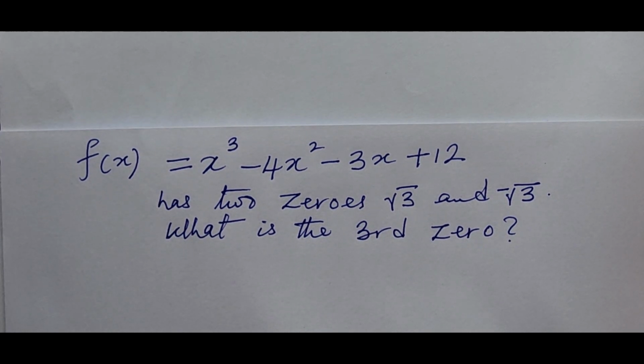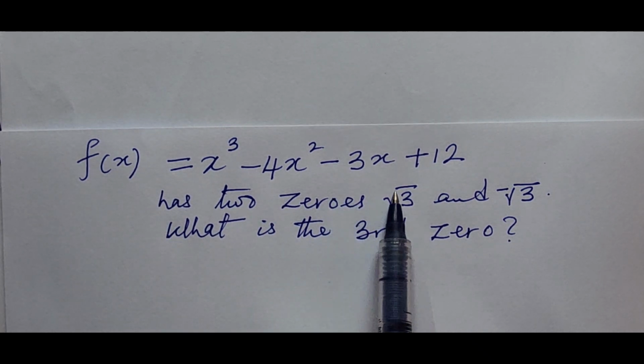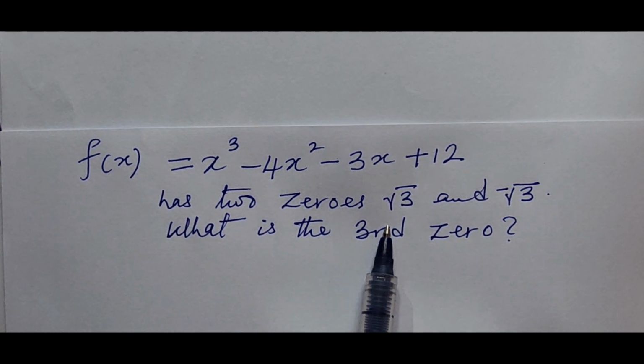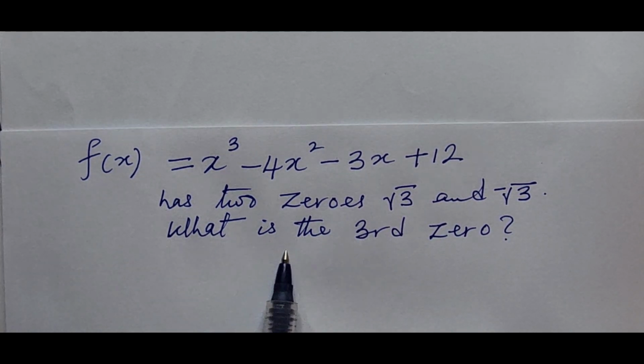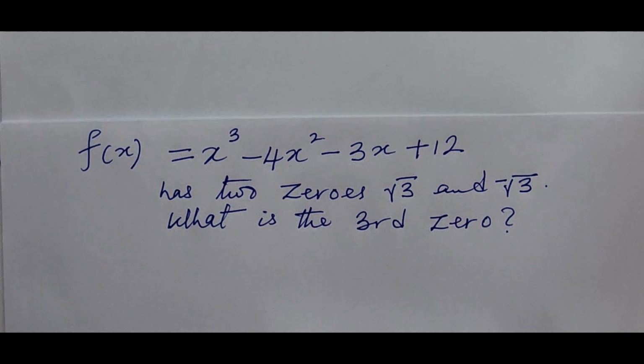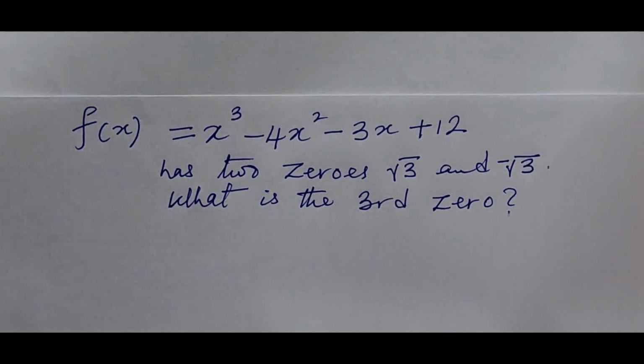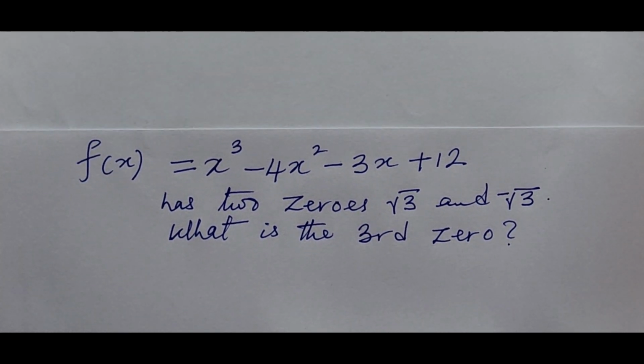Welcome to another video. The function f of x is equal to x to the power of 3 minus 4x to the power of 2 minus 3x plus 12 has two zeros, root 3 and minus root 3. What is the third zero to this function? Okay, so this is simple, but how do we get the third zero to this?